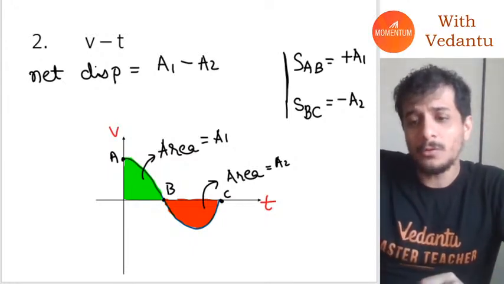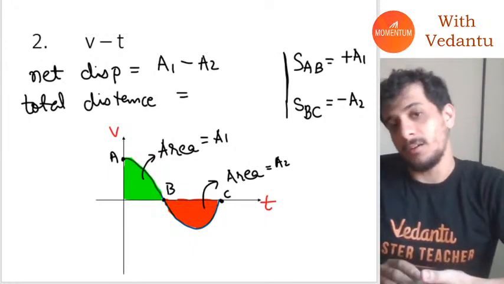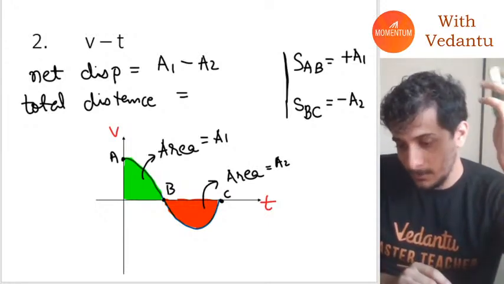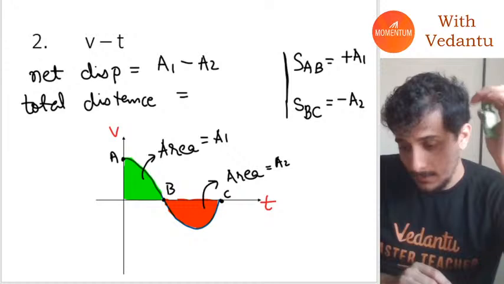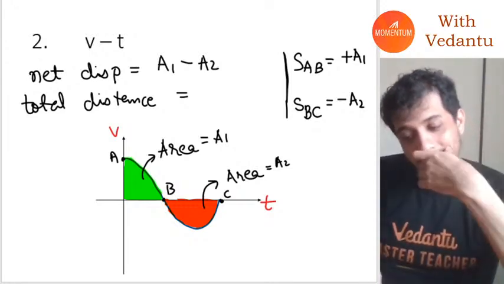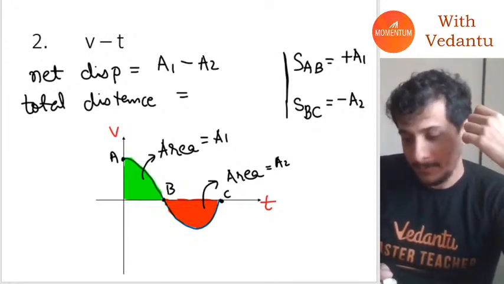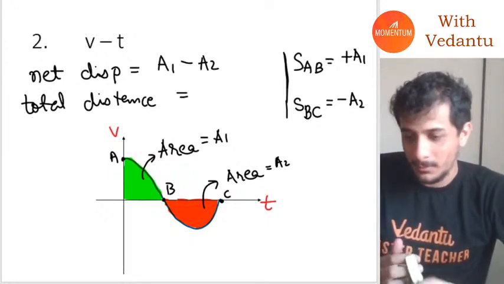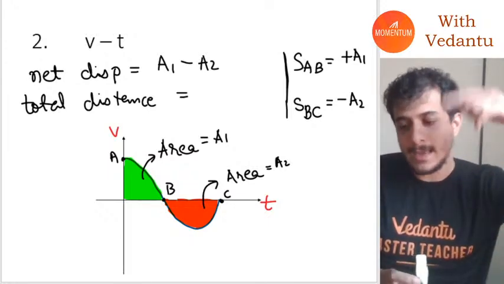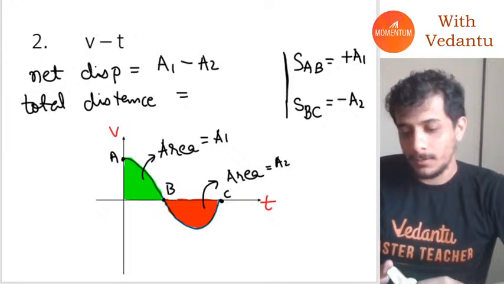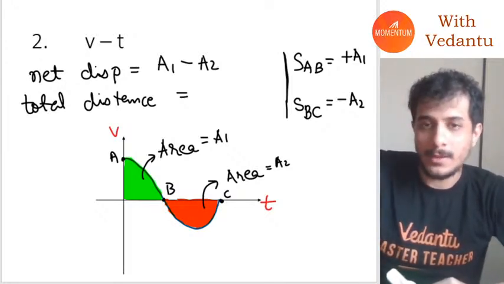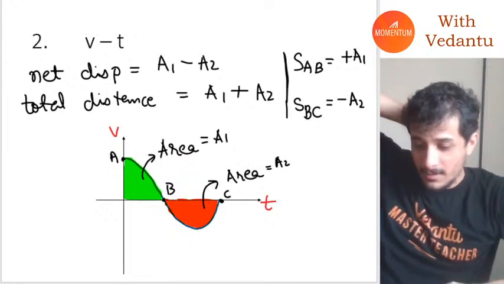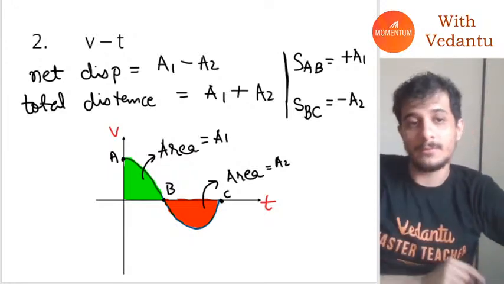If I ask you the net distance traveled, what will be the total distance traveled by the particle from A to C? A1 minus A2, A1 plus A2, or A2 minus A1? Give me the answer in the chat. Kanishk and Vamsi are correct. Vinay and Arjun are correct. It will be A1 plus A2.